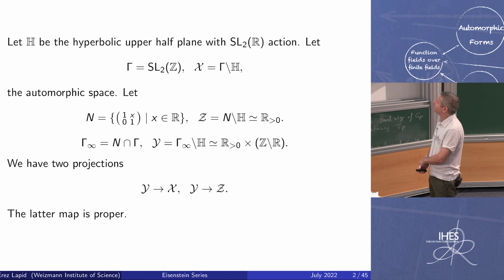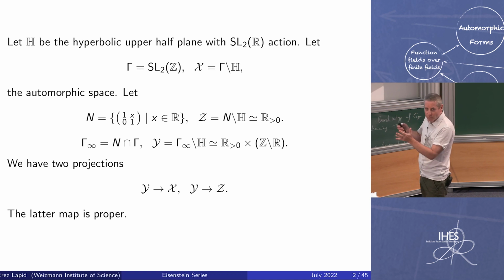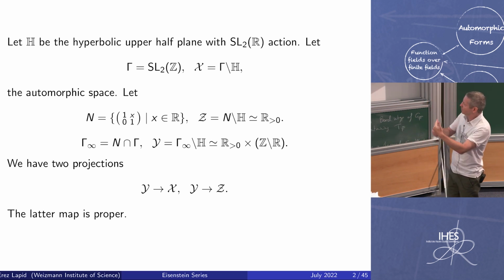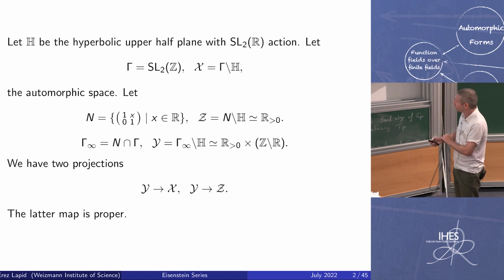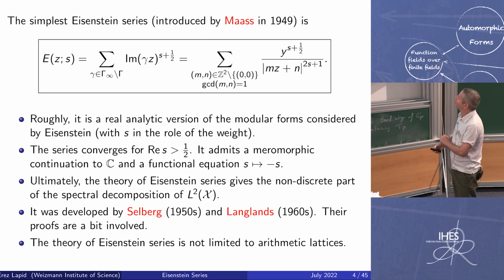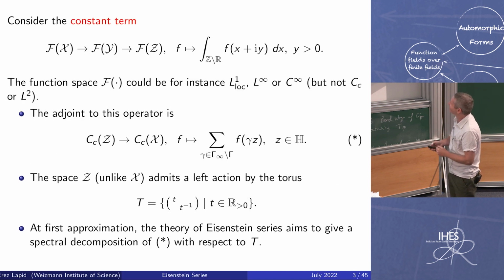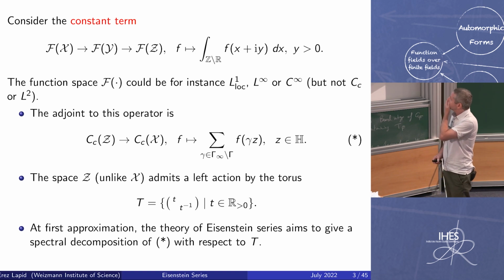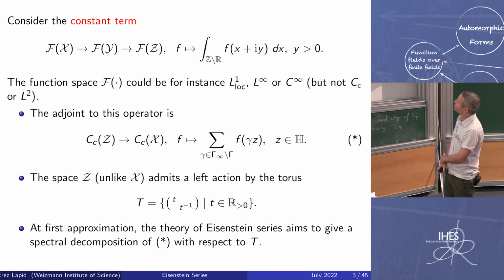And one can define a constant term, from functions on X to functions on Z, by first pulling back to Y and then pushing to Z. So this is the constant term map from functions on X to functions on Z.